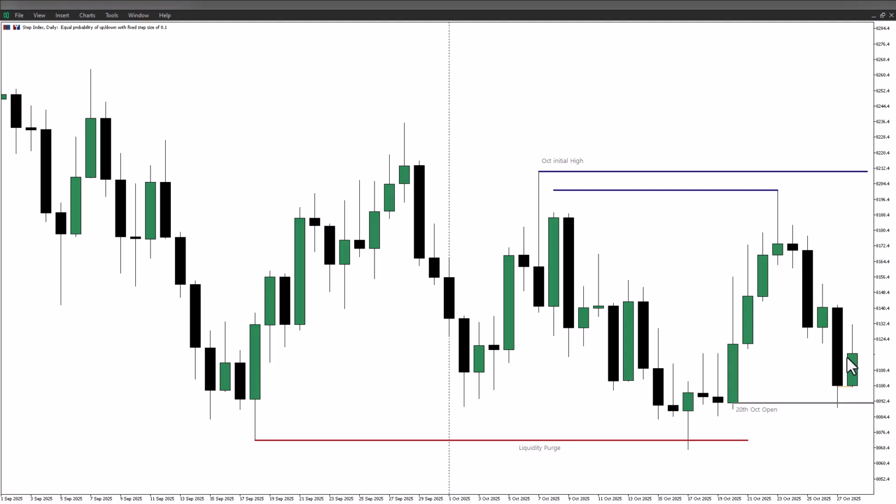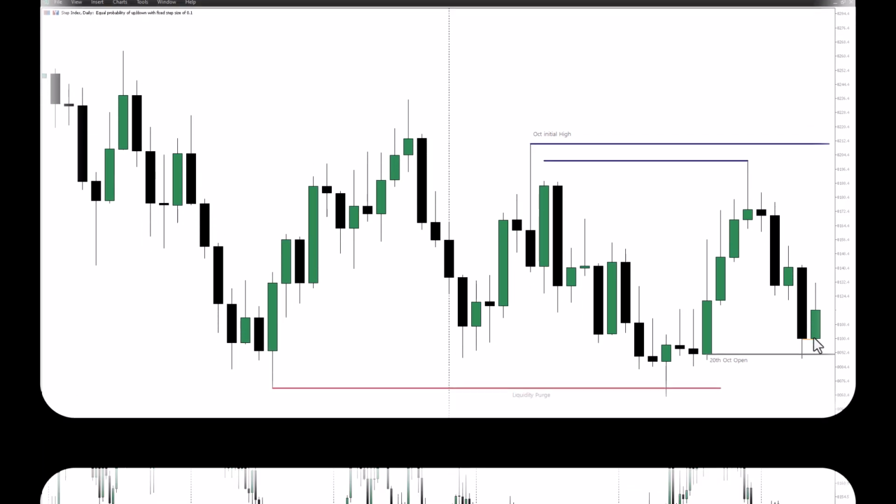Okay, we've come all the way down to support on the 20th October's opening price. As I said, this is a sensitive price point. Okay, so now today we have price action going into the upside. Now we're going to zoom in on the lower time frames and see what we did today with the price action.